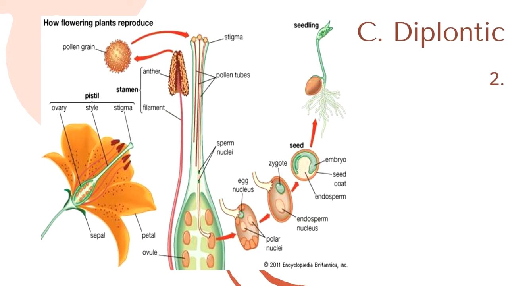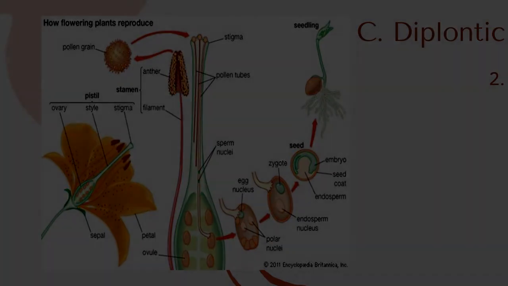So the fusion of the pollen tube and the egg nucleus produces the zygote. The zygote that is formed from the fertilization, or from the fusion of the male and the female gamete, will now develop into the future seedling or the future mature plant.